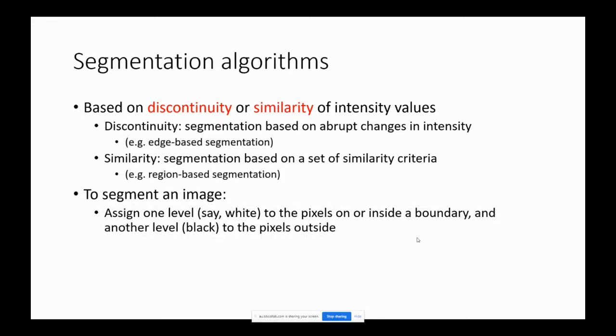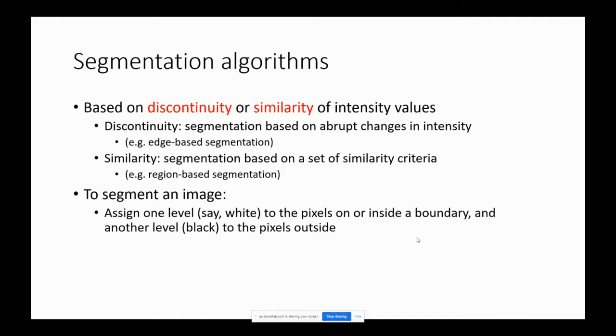In order to segment an image, the basic problem is that I want to assign one intensity level, say 255, white, to the pixels in a particular region, and another level, say 0, or black, to the pixels outside of this region. So I want to segment into foreground pixels representing objects in the image, and I can have multiple segmentations, segmenting multiple regions, not only one region.